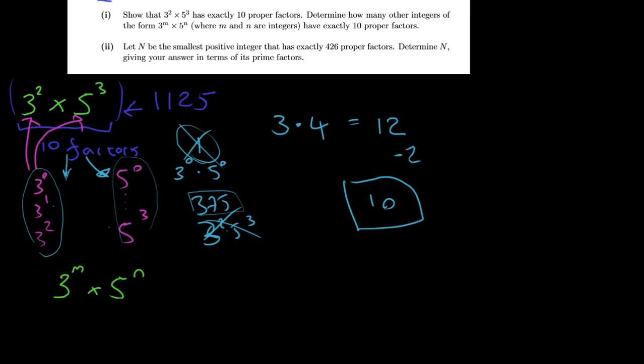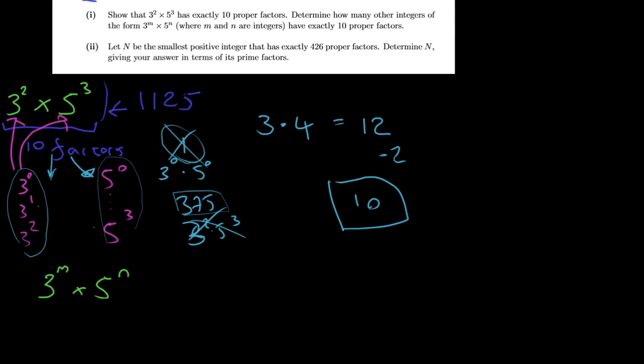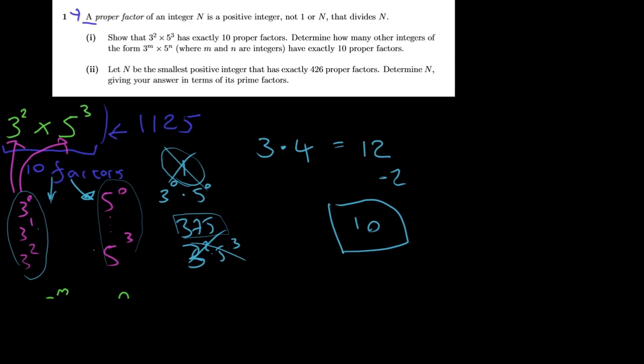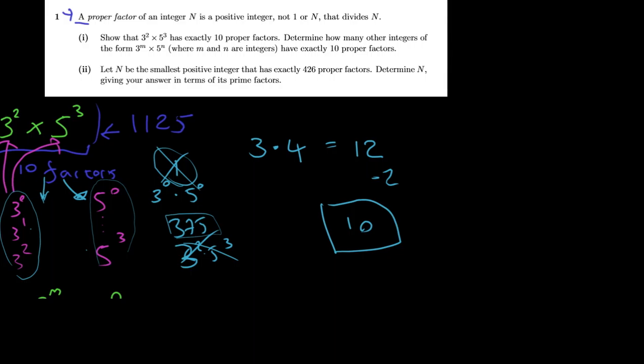All right. Okay, so let's again extrapolate this problem to be even harder. So n is the smallest positive integer that has exactly 426 proper factors. Determine n, giving your answer in terms of its prime factors. Geez, how am I going to do that? Well, it's going to be the smallest positive integer that has exactly 426 proper factors.